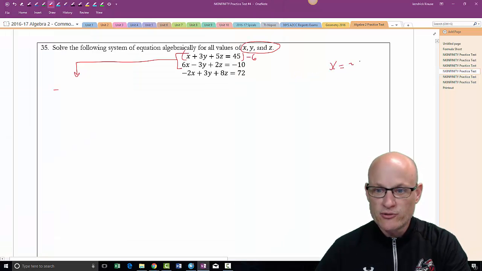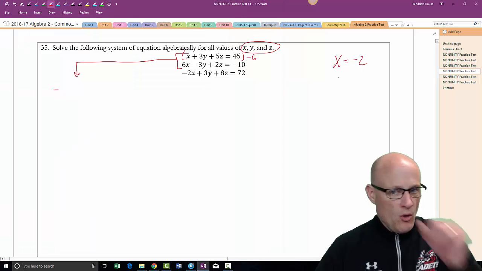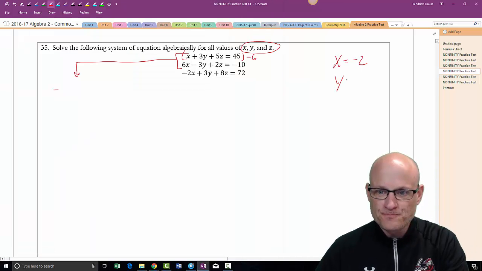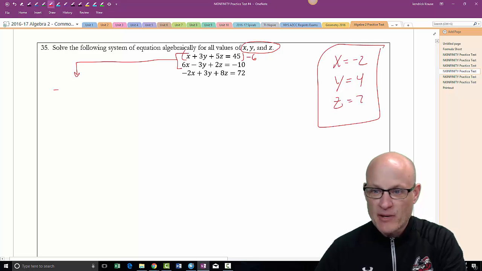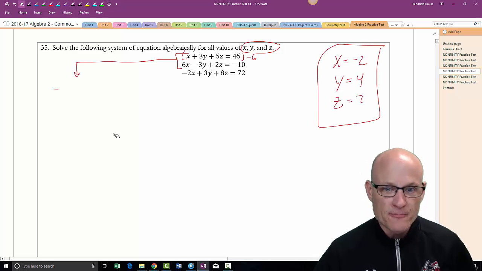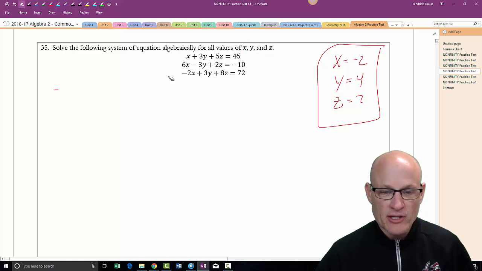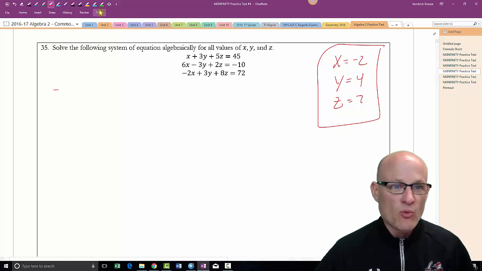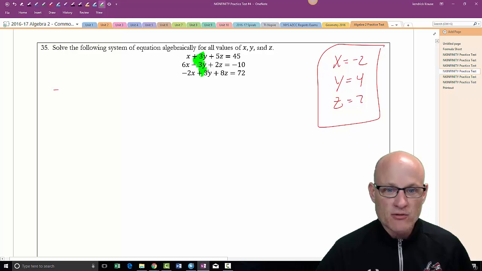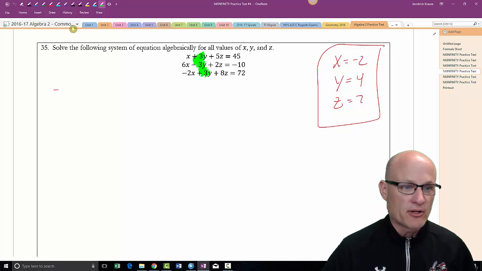x equals negative... let's do this nice and neat. Let's see how neat I can be. Negative 2. y equals 4. And z equals 7. So I already have the answers. By the way, that gives you no credit. However, let me go back to this. I'm looking now at these y's. These y's right down the middle can get rid of each other pretty nicely. So that's what I'm going to do.